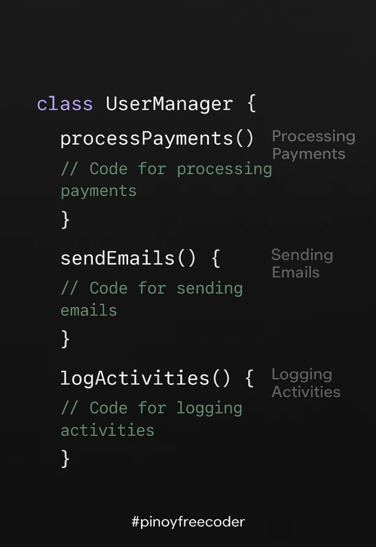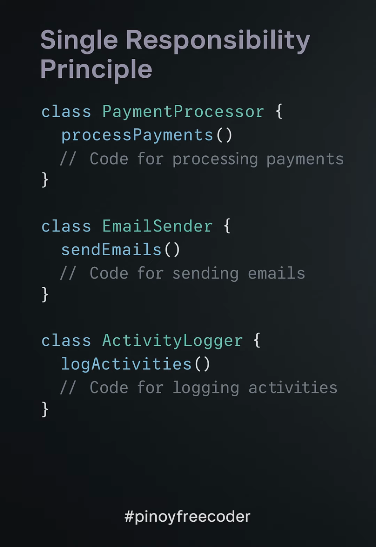If a class is responsible for multiple tasks, like processing payments, sending emails, and logging data, it becomes harder to maintain. If one part of the code changes, you risk affecting the others. Here's how we apply the single responsibility principle in practice.